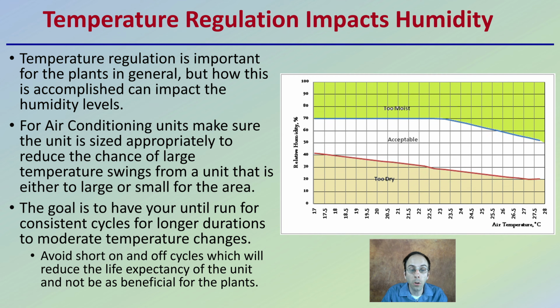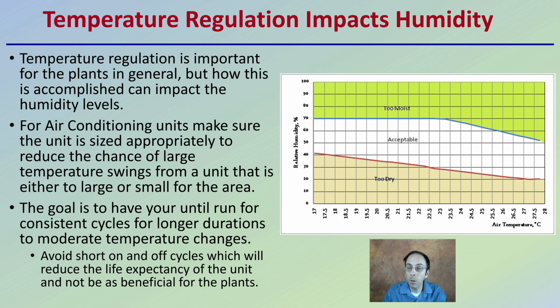The goal is to have your unit run for consistent cycles for longer durations to moderate the temperature changes. You don't want it to get too hot, then get too cold, then get too hot, then get too cold. You want to keep it at an even keel there. Avoid short on and off cycles, which will reduce the life expectancy of your air conditioning unit and is also not beneficial to the plants. So now you're going to wear your unit out quicker, but you're also not going to benefit the plants in any way.